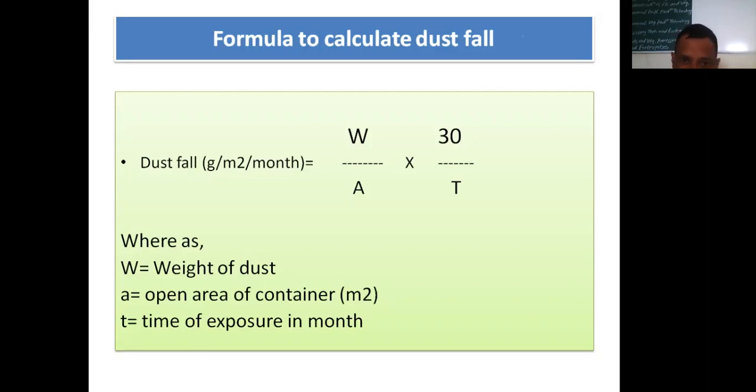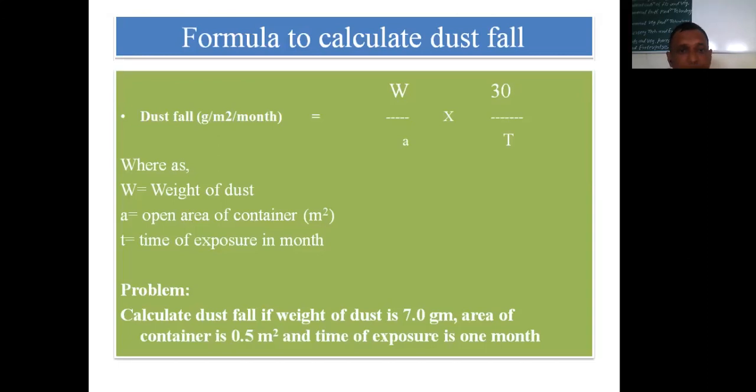Time of exposure, if it is 30 days, 30 days can be converted into 1. That means that in this case, when there are 30 days exposure, the value of T will be 1. Now, let us try to solve this problem in your manual. That is, calculate the dust fall if the weight of dust is 7 gram, area of the container is 0.5 meter square, and it is for 1 month. You may put all these values into the given formula, and you can calculate the dust fall in grams per meter square per month, and you may write down this problem in your manual.